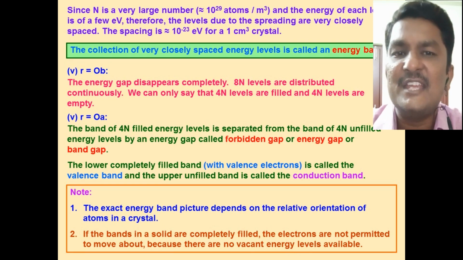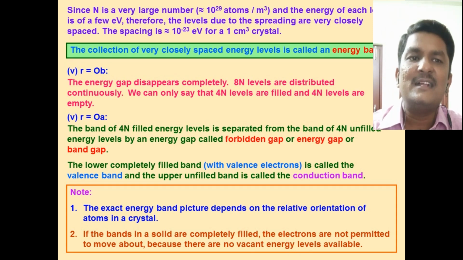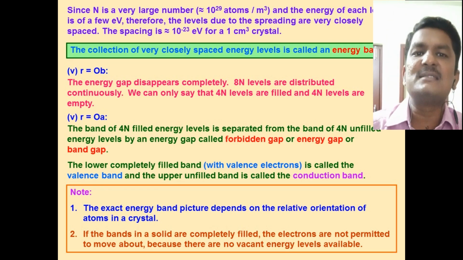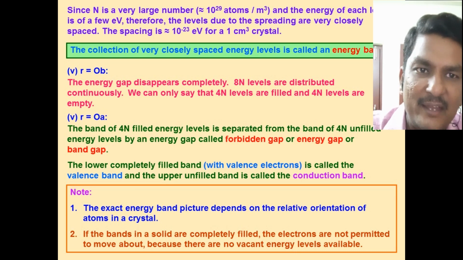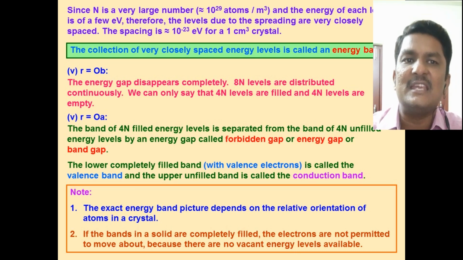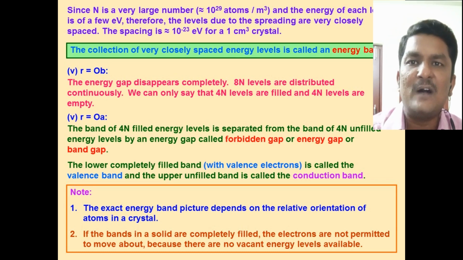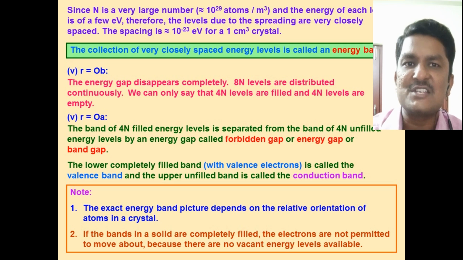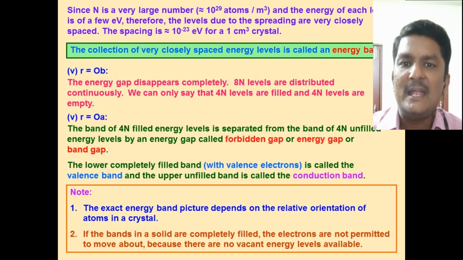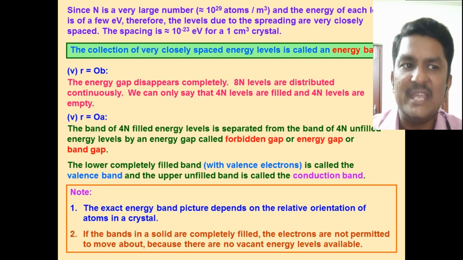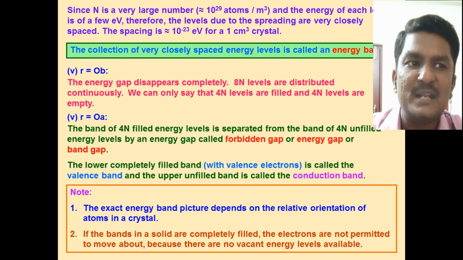If the bands in a solid are completely filled, the electrons are not permitted to move about because there are no vacant energy levels available. So this is the explanation of how a valence band and conduction band form, and the energy gap between the conduction band and valence band is the forbidden energy gap. This is the second part here.